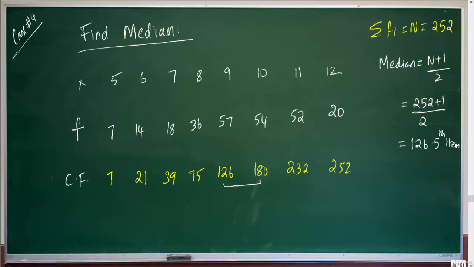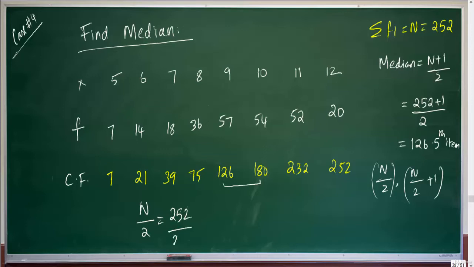If n had been an odd number, we could pick up 126.5 at this level. But n is not an odd number, rather n is an even number. So we have to say that the median lies between these two. So what you have to do is find out the n by 2 and n by 2 plus 1th item. Then we take the average to find out the median. So what is n by 2 here? n by 2 is 252 divided by 2, which is 126.